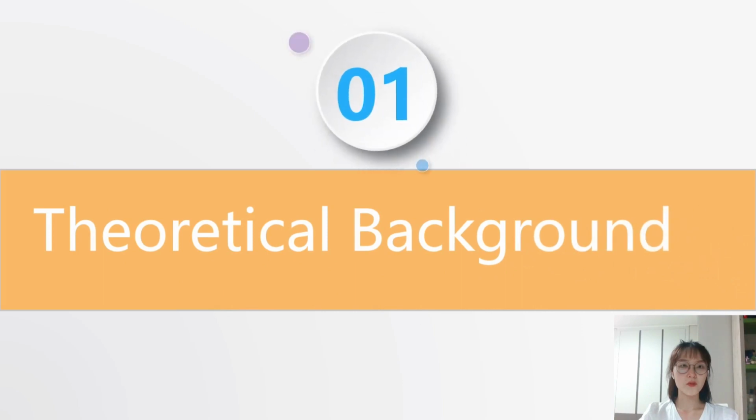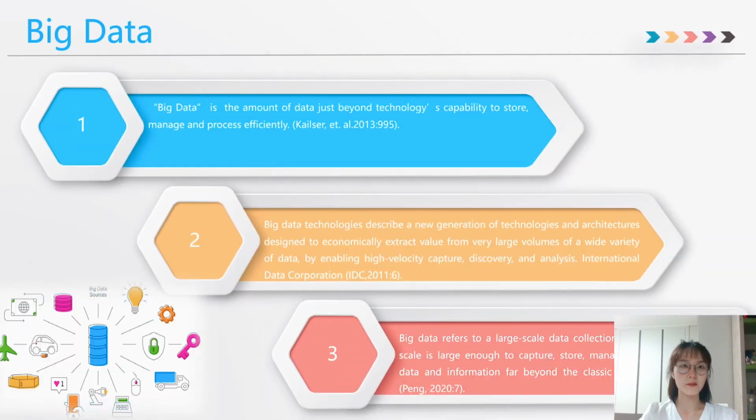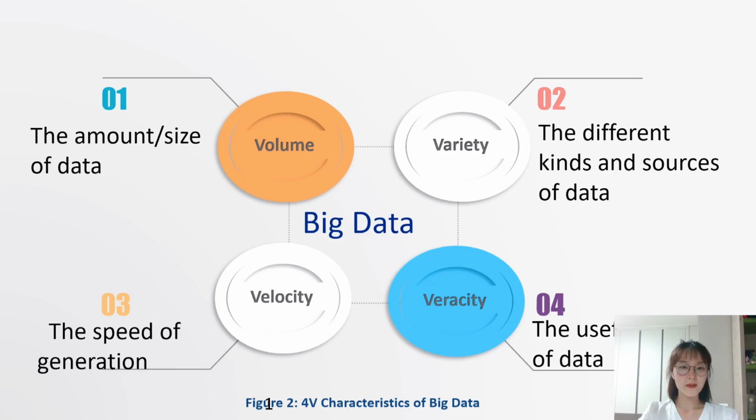The first one is about the concept of big data. Although there is no clear and unified standard for the concept of big data in academia, these different definitions all have the same meaning. Big data refers to a large-scale data collection composed of data. The scale is large enough to capture, store, manage, analyze, and process data and information far beyond the classic database software tools.